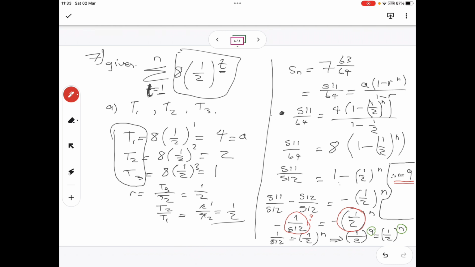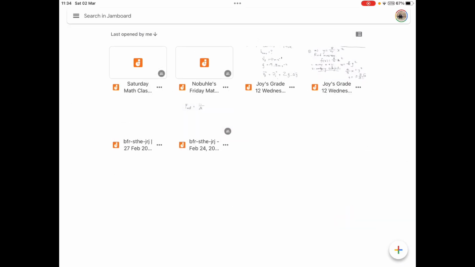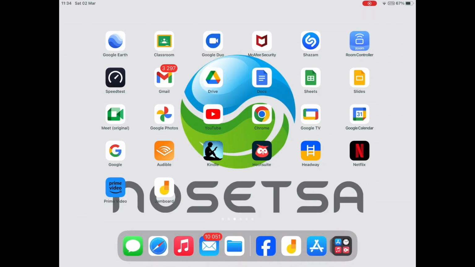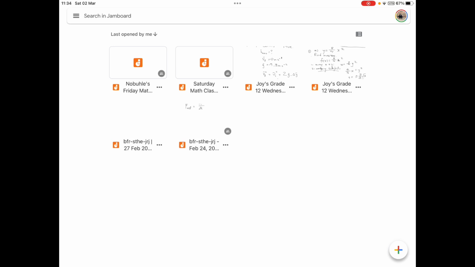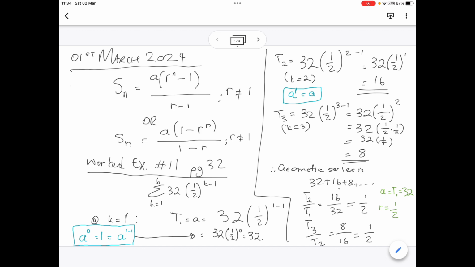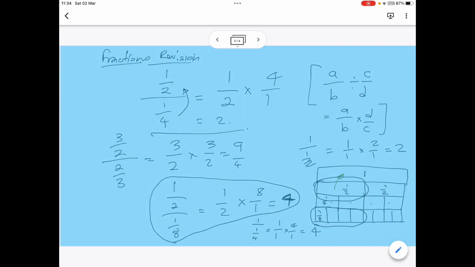If you scroll to page 33 of our learning guide, there's that problem that we did, right? It's a similar problem to this one which we just did. I think it's in the jam. I'll just open the jam. Oh no, why did it close up? Friday math class. Okay, cool.